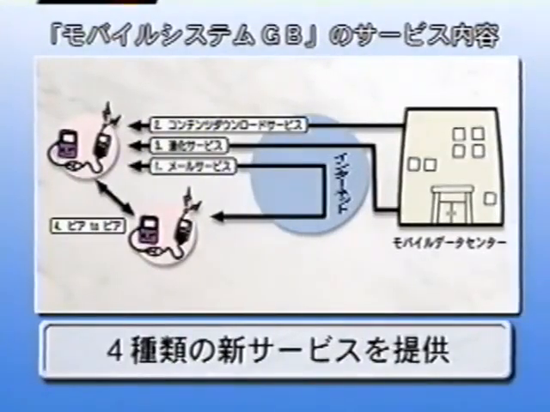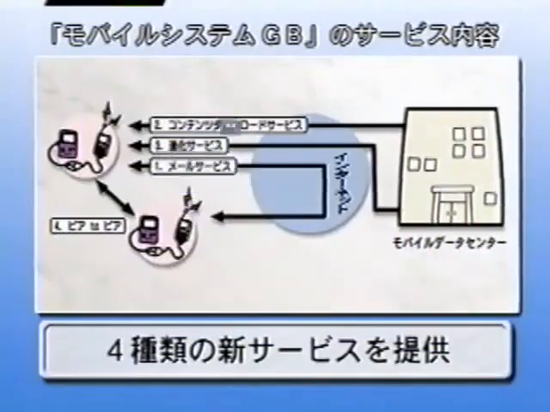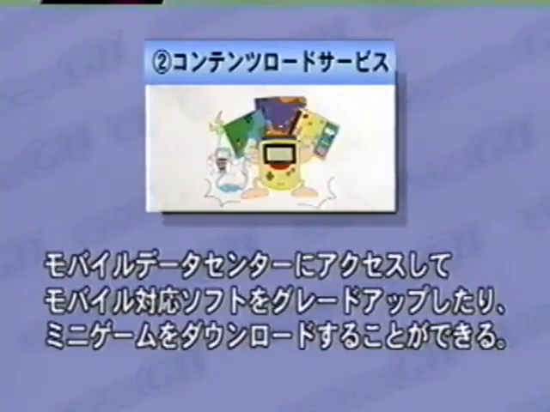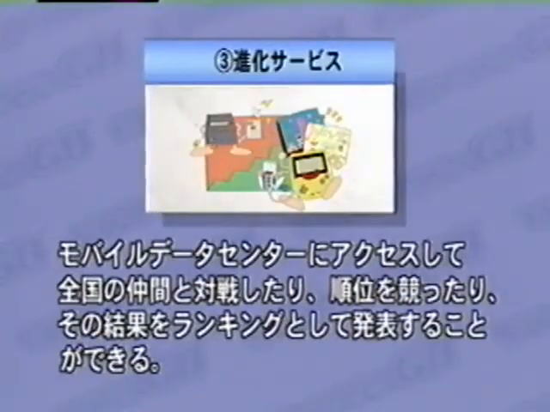Here are 4 services that you can use with Mobile Adapter GB. The first is email service. You can use the 4-way controller and AB buttons to create, send, and receive emails on a screen larger than a mobile phone's. The second is a content download service. This service allows you to access the mobile data center to upgrade your mobile software and download mini games. The third is a competition service. By accessing the mobile data center, you can play against friends all over the country, compete for rankings, and announce the results as a ranking.